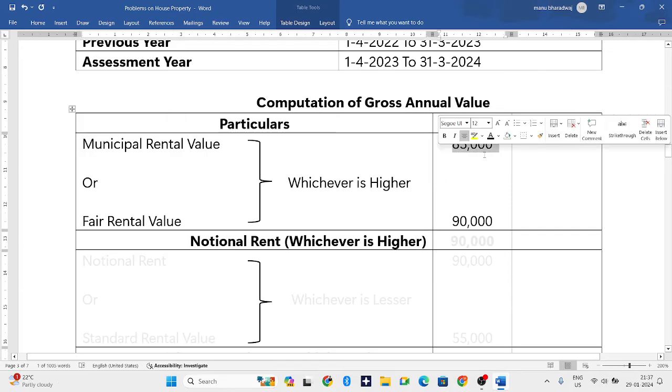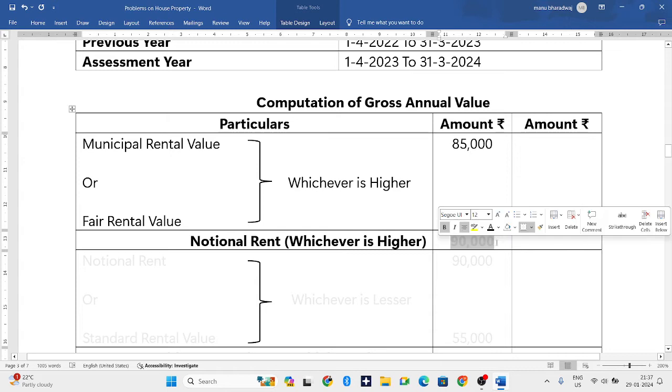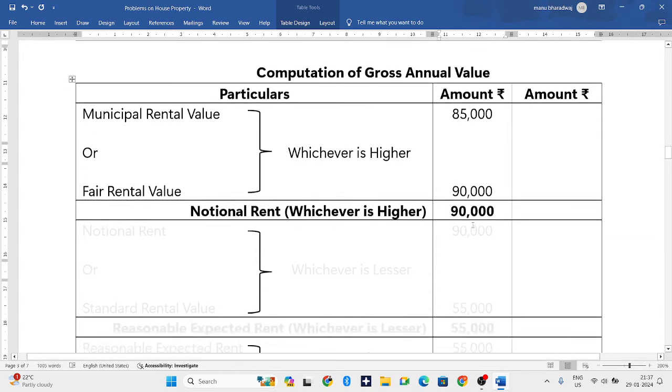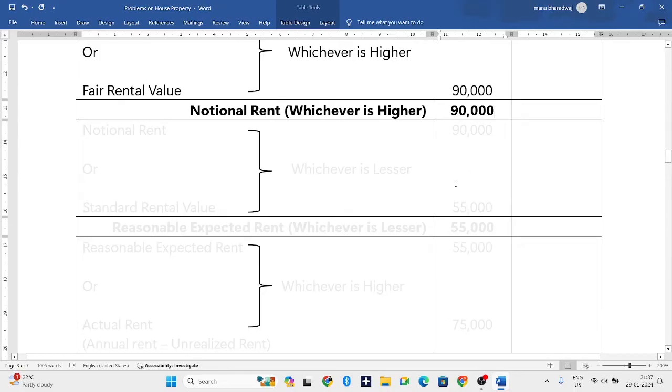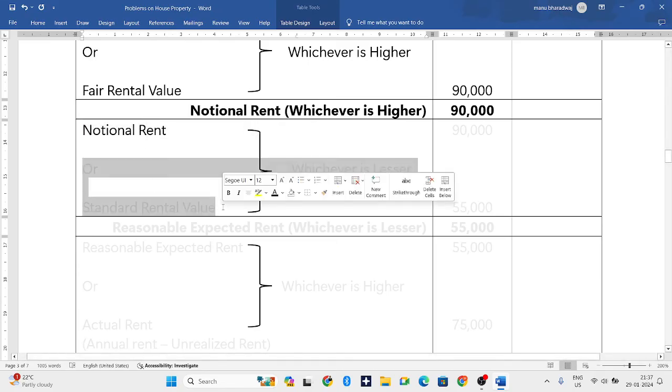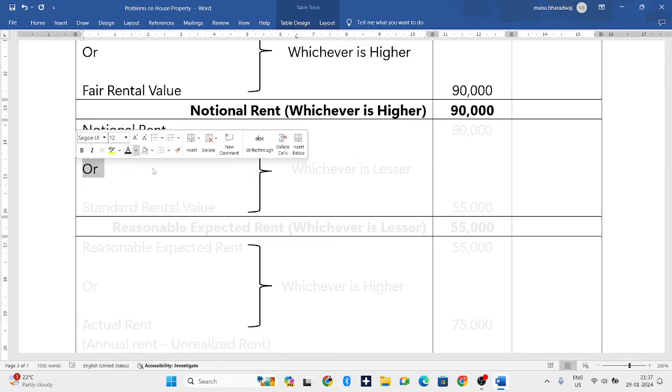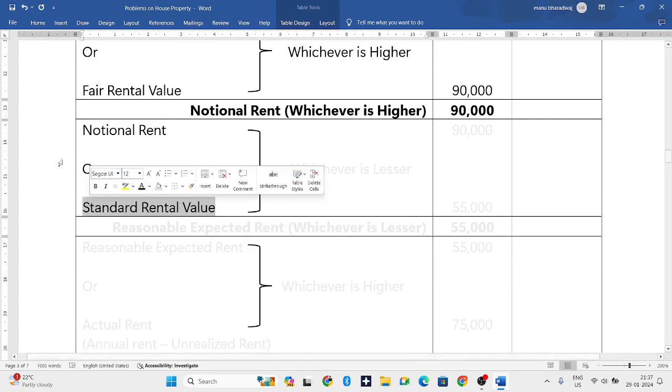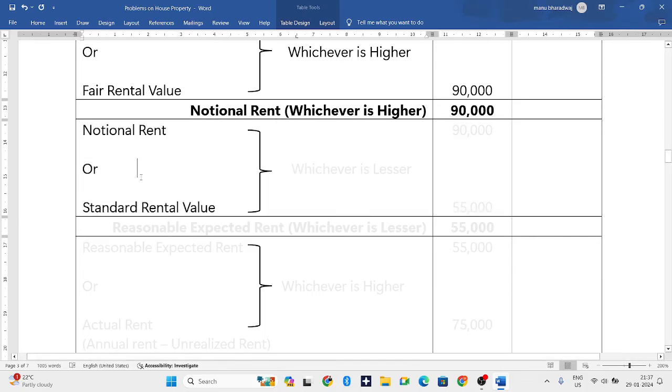So out of 85,000 and 90,000, 90,000 is higher. So 90,000 is the notional rent. Now the same notional rent should be compared with the standard rental value. Out of both, whichever is lesser should be considered.